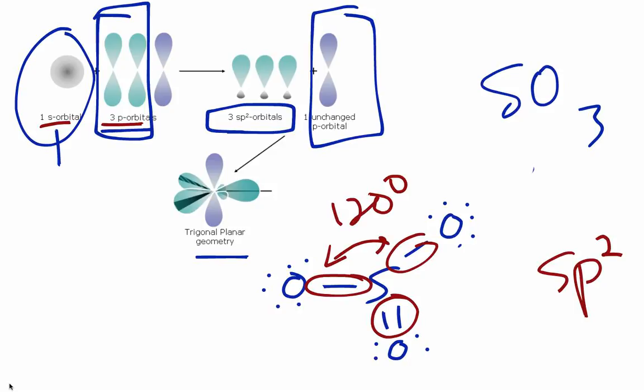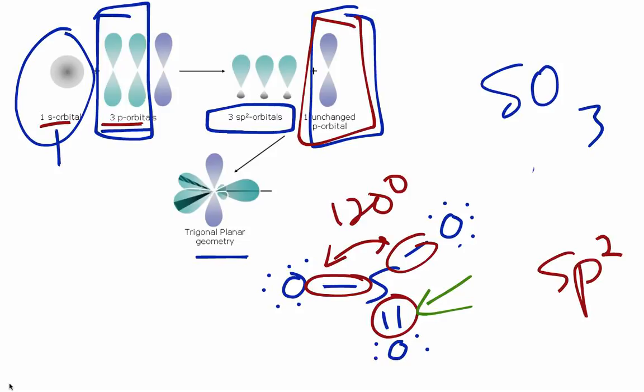Now, where is that unchanged p orbital? Well, that unchanged p orbital is actually this double bond right here. So double bonds actually exist outside. They're not right between the nuclei of the atoms, not right between the sulfur nucleus and the oxygen nuclei. They actually exist slightly outside those nuclei.